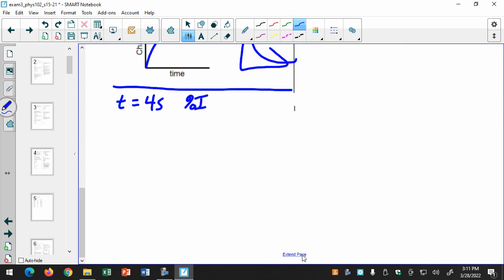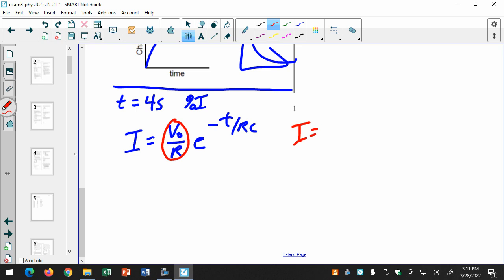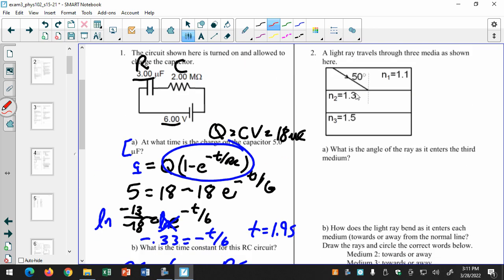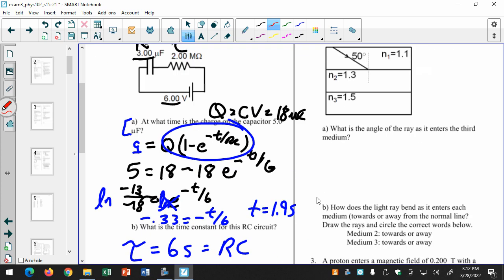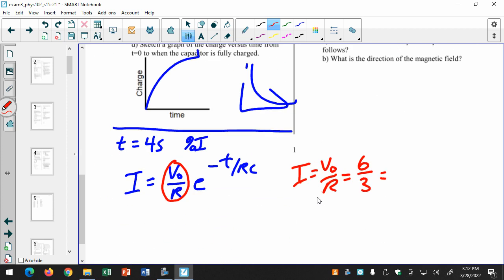Okay, let me just show you. So I would ask, what percentage of the current is there at t equal 4 seconds? And so current is always this, whether it's charging or discharging. This is from your equation sheet. E to the minus t over RC. And if I wanted to know the percentage, by the way, this is just my maximum current, right? I is equal to V naught over R, so that's my maximum current. In this case, V is 6, R is... no, R is not 3, R is 2. So that's 3 microamps. The reason it's microamps, by the way, is because it was 6 volts divided by 2 mega ohms.